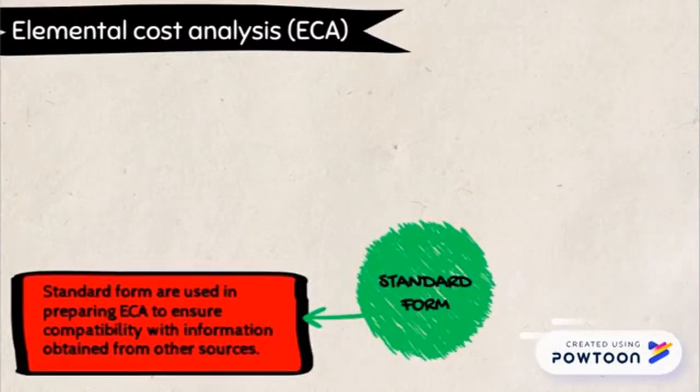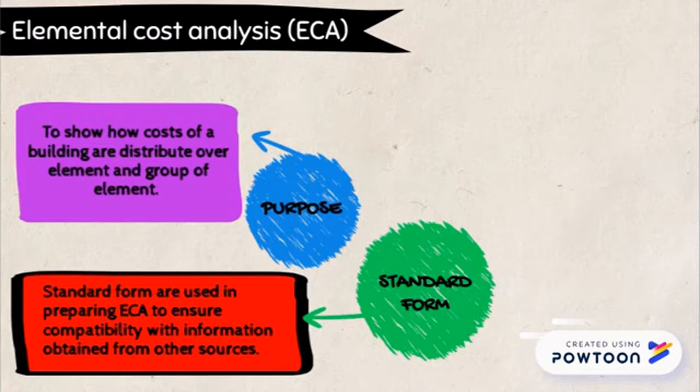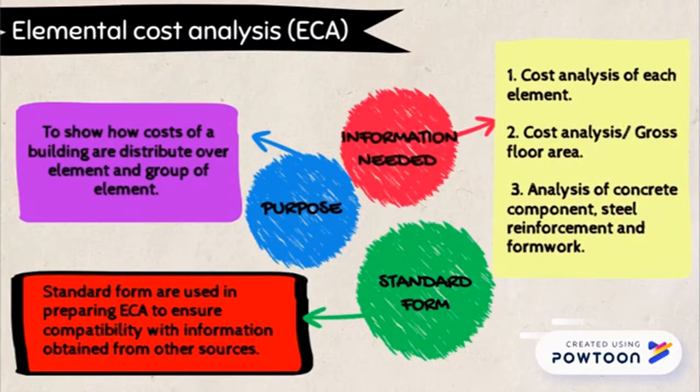Standard forms are used in preparing ECA to ensure compatibility with information obtained from other resources. The purpose of ECA is to show how the cost of a building is distributed over elements and methods of elements, information needed, cost analysis of each element, cost analysis of GFA, analysis of concrete components, reinforcement, and control.